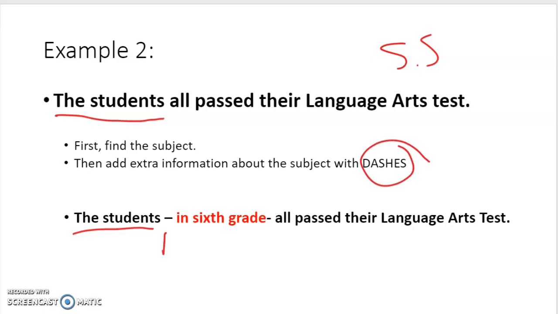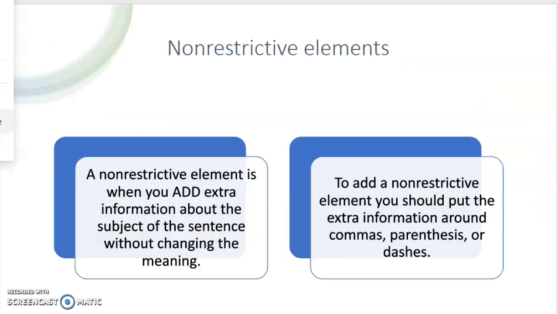Here's your dash. And then you can say something to describe the students. And I put in 6th grade. Put another dash around it. All passed their language arts test. Notice, this is my extra information. It's in my dashes. It's added to the sentence. If I took it out, it would take me back to this same sentence, okay? So that's what we're doing. We're just adding information that can be taken out or put back in. So I want you to keep using that knowledge to help you do question number 3.